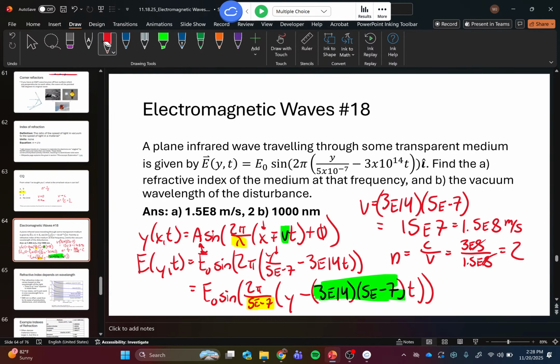I'll just kind of jot that up here. For Part B, find f, and then c equals f times lambda. And so that'll let you do that. But I'll let you practice that. It's good practice. If you're like, how do I find frequency? That's great practice. All right.